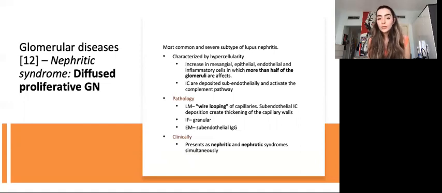These immune complexes are deposited subendothelially and they activate the complement pathway. The pathology of it, you have wire looping of the capillaries, looks like a wire loop. These subendothelial immune complex deposits create thickening of the capillary walls, which gives it the appearance of wires looping. Immunofluorescence is granular, and on electron microscopy, you have subendothelial IgGs. Clinically, it can be nephrotic and nephritic syndrome simultaneously.